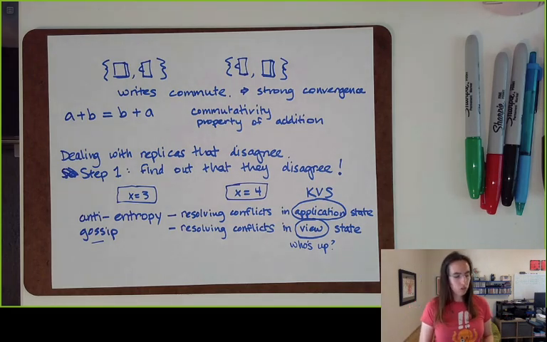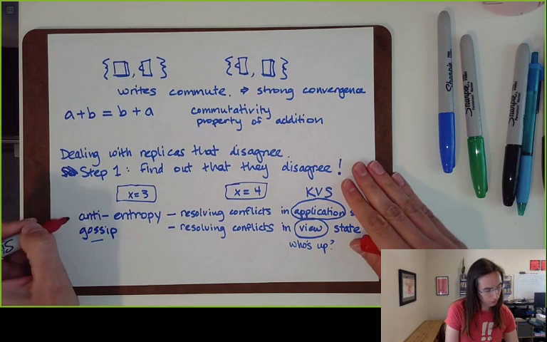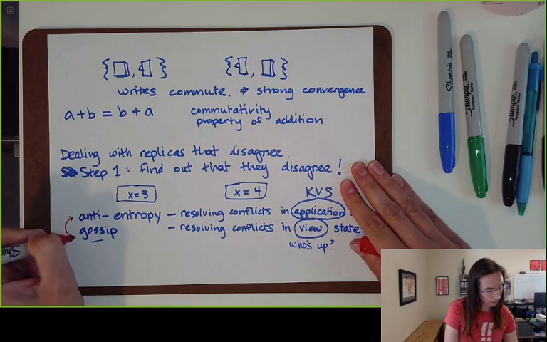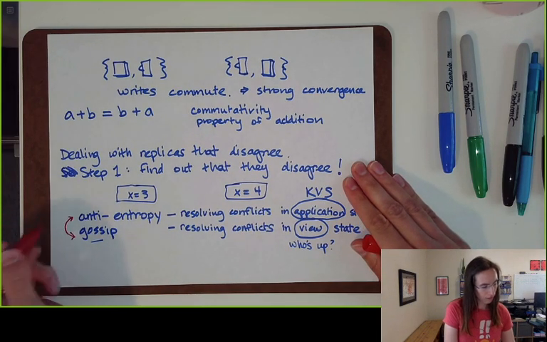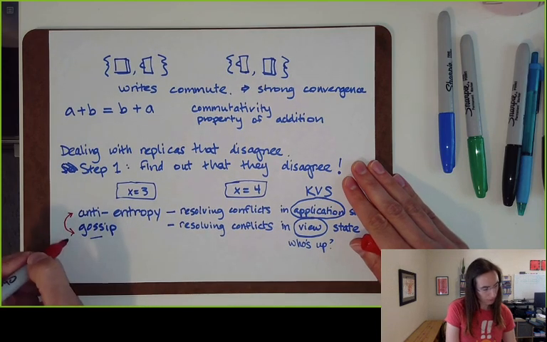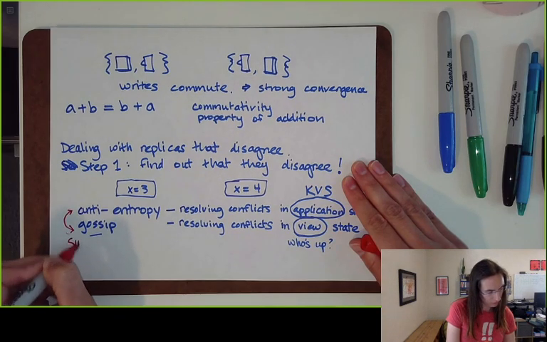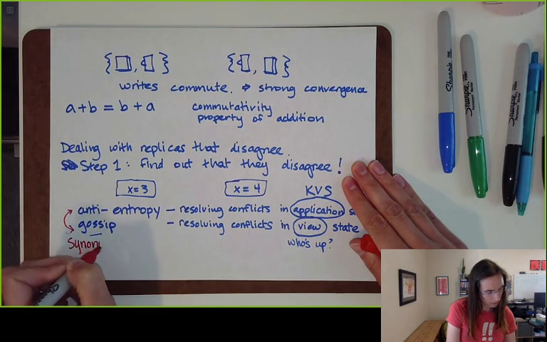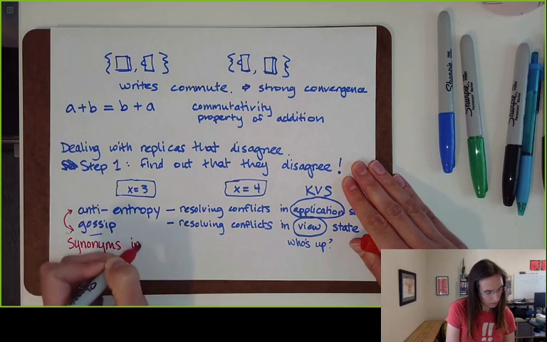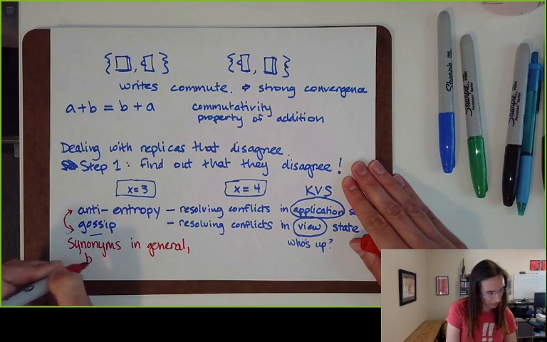So in general, these two words are synonyms. Anti-entropy is just a kind of fancy way to say gossip. But in the context of the Dynamo paper, they mean different things. So I'm going to say synonyms in general, but they have different meanings in Dynamo.